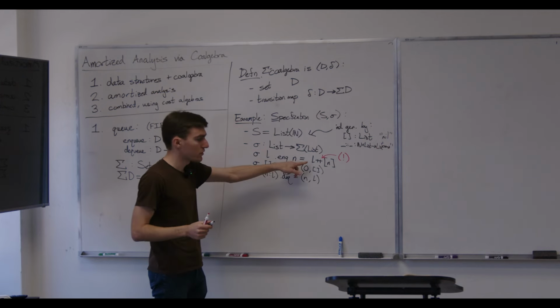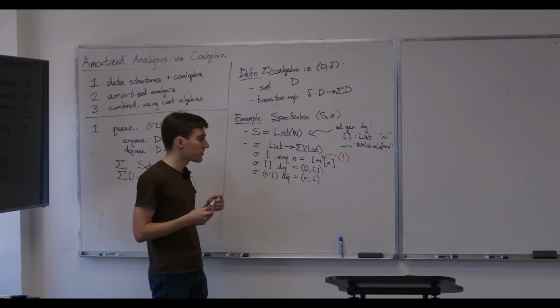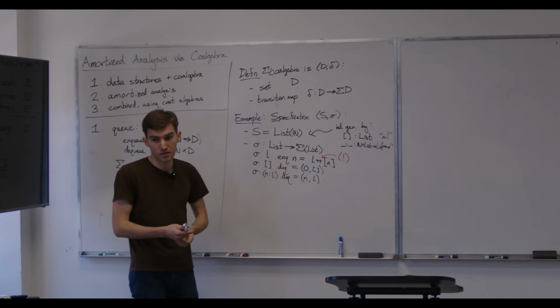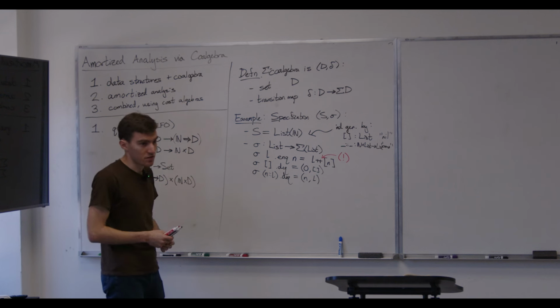Appending to the end, putting a number at the end of a list, is expensive, because the longer L is, the longer it's going to take for me to get all the way to the end of the list. So even though this is a correct implementation, it's not the most efficient.